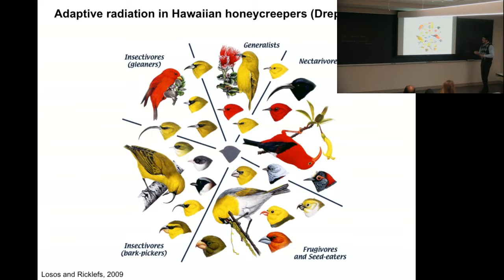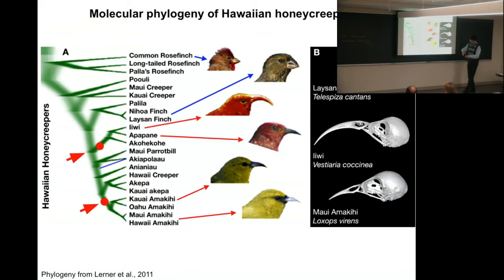Another example, another textbook example of adaptive radiation, is the Hawaiian honeycreepers. That's an older radiation which evolved from a small finch which arrived from Asia and evolved to become insectivores. Some of them are catching insects, looking for them under the leaves. Others are creepers, they strip bark to find insects. Nectar feeders, generally, and so forth. Very high diversity. This is a molecular tree.